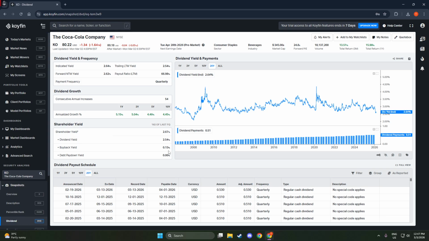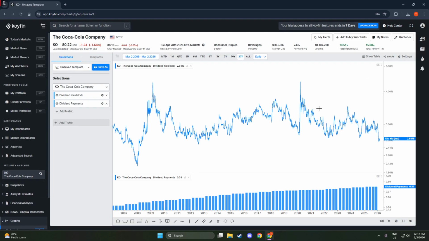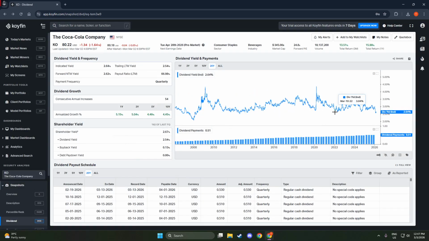Finally, review the yield charts. These visuals plot dividend yield and payments over time so you can spot patterns at a glance. Look for a stable or gradually rising dividend line and be cautious of sharp, unexplained yield spikes. Remember, yield moves inversely with price, so changes can reflect market swings as well as payout adjustments.